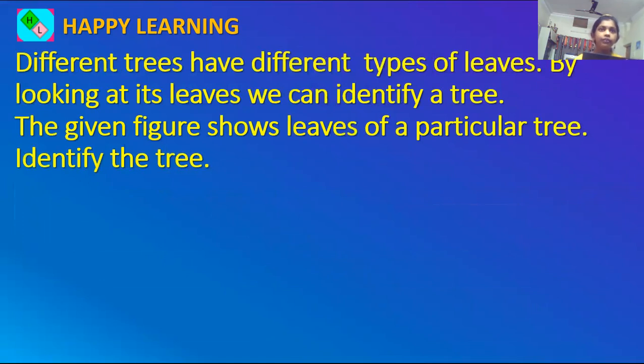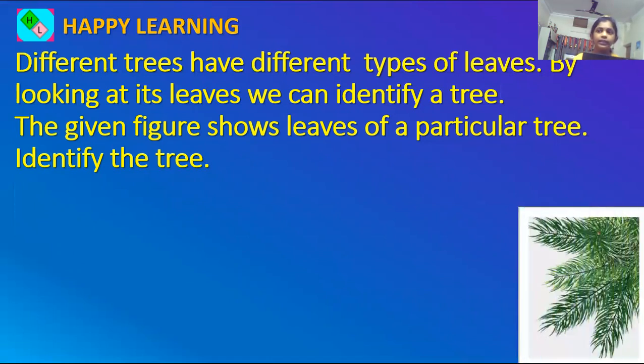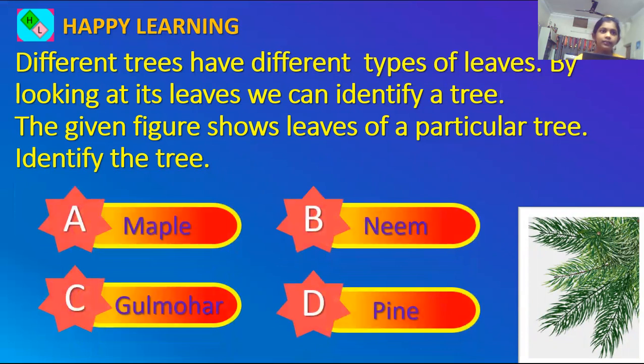Next question: different trees have different types of leaves. By looking at its leaves, we can identify a tree. The given figure shows leaves of a particular tree. Identify the tree. This is the leaf, and we have to find which tree it belongs to. The options are A, maple; B, neem; C, gulmohar; and D, pine.